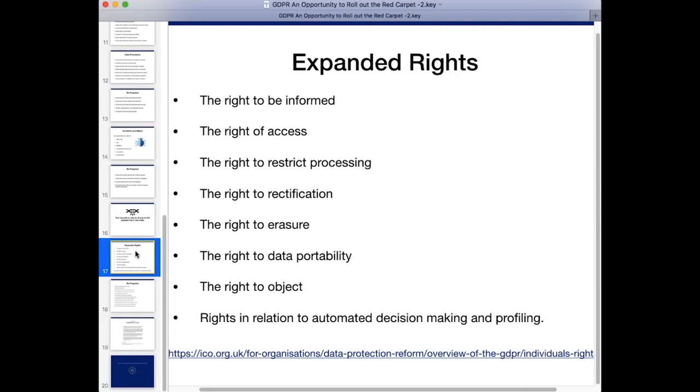Firstly, there's the right to be informed. Data collectors may no longer keep people in the dark about what they are collecting data for, what they want to do with it, how long they plan to keep it, and who they will share it with.